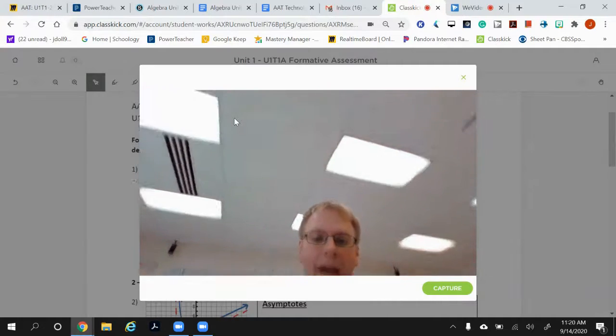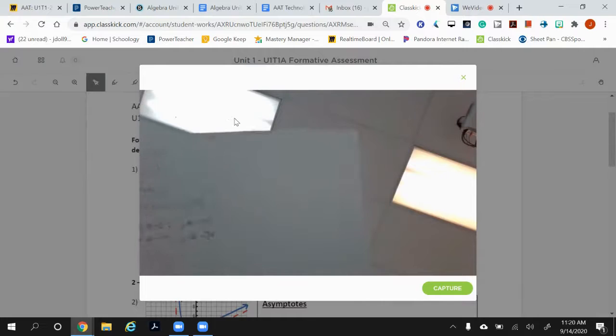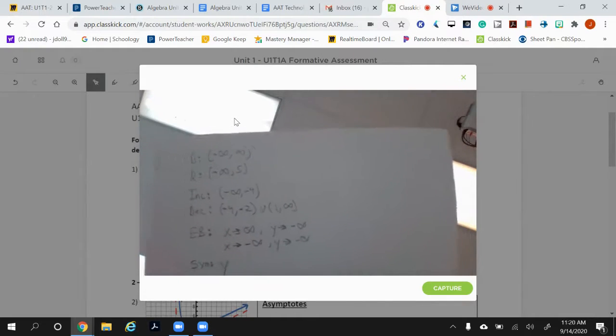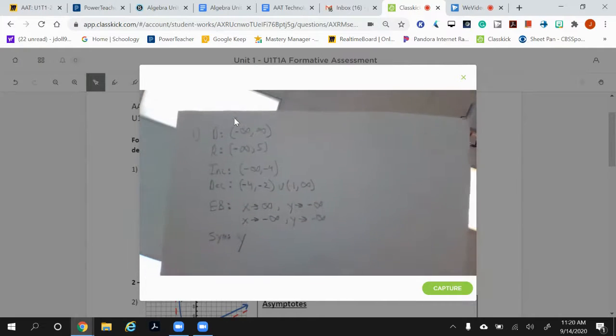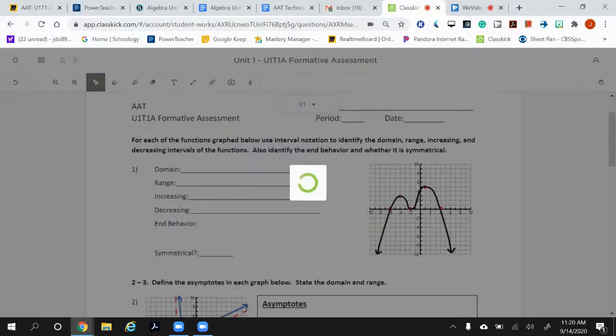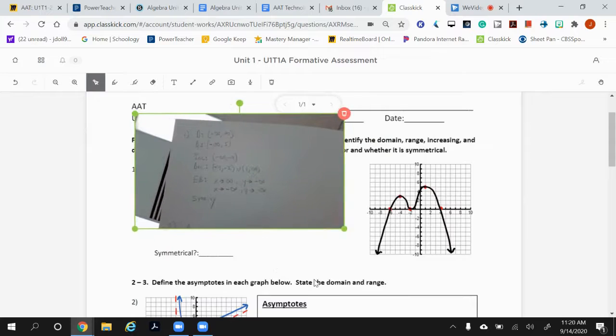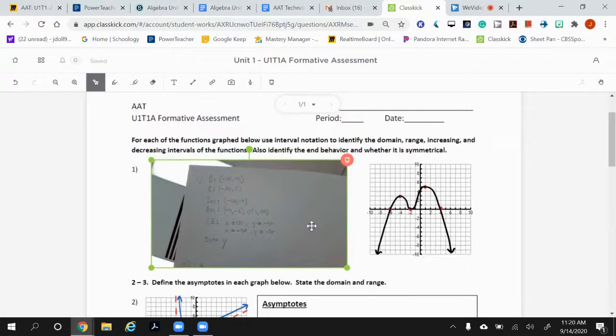All right. What I would recommend is to lay your device flat so that your camera is looking up at the ceiling. And then I would hold that as best as possible and click Capture. All right. Now this picture is going to come in. Notice it's got everything there that was asked in the problem. I'm just going to size it down so that it can fit right there.